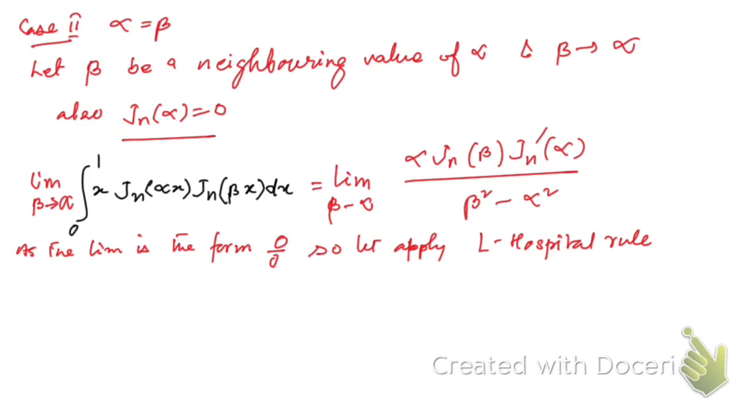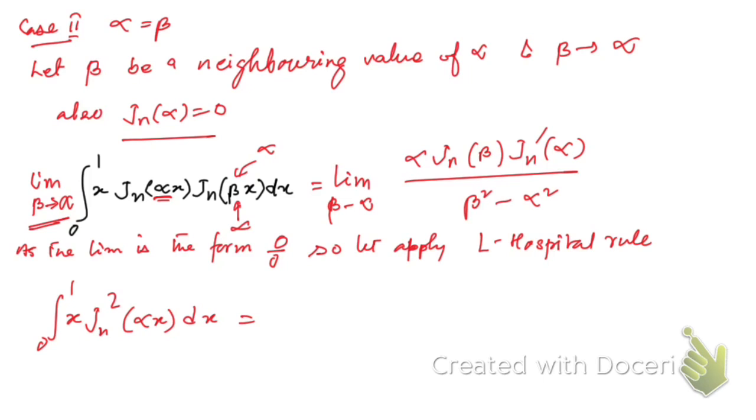Here you see, as beta tends to alpha, we can replace this beta by alpha. So that's why this left hand side is going to be equal to the integral from 0 to 1 of x Jn square alpha x dx, right? Because this beta is replaced by alpha and this is also alpha, so we can write this way. And on the right hand side, if we apply the L'Hospital rule, then it will be of this form.